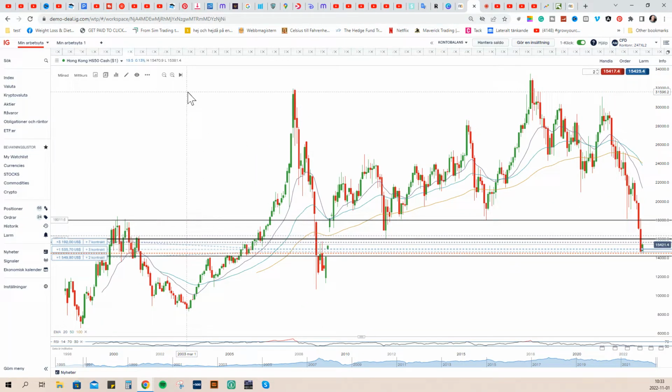I'm trading the 50 largest companies in the Hong Kong Stock Exchange. And you are now looking at the monthly chart. And we can see we have a massive downtrend here for many months. And I have drawn the major value zones or demand zones here, three of them.